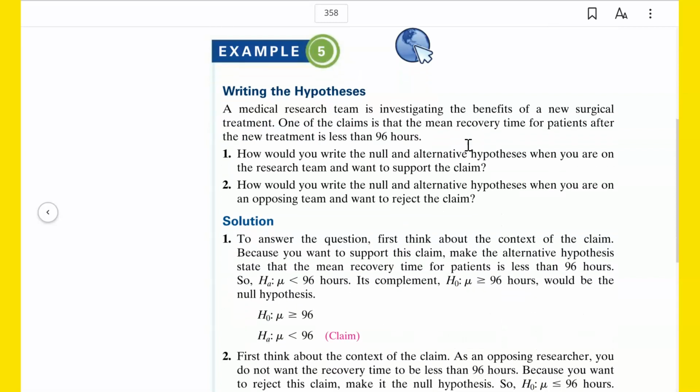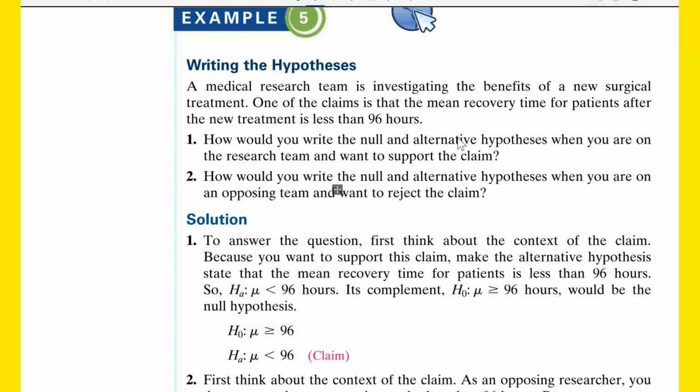Example 5, writing the hypotheses. A medical research team is investigating the benefits of a new surgical treatment. One of the claims is that the mean recovery time for patients after the new treatment is less than 96 hours. All right, so the mean recovery time, mu, is less than 96. That's the claim. So the other would be mu is greater than or equal to 96.